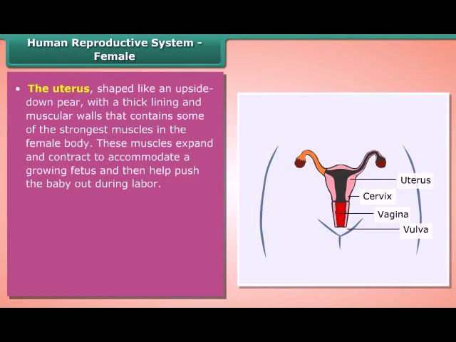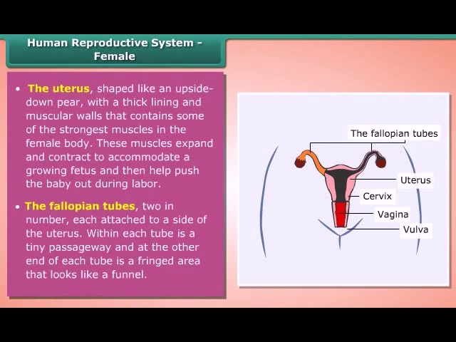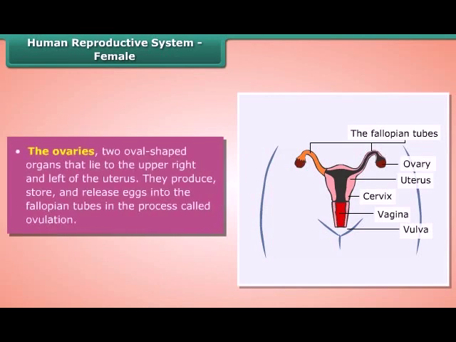The uterus, shaped like an upside-down pear, with a thick lining and muscular walls that contains some of the strongest muscles in the female body. These muscles expand and contract to accommodate a growing fetus and then help push the baby out during labor. The fallopian tubes, 2 in number, each attached to a side of the uterus. Within each tube is a tiny passageway, and at the other end of each tube is a fringed area that looks like a funnel. The ovaries, 2 oval-shaped organs that lie to the upper right and left of the uterus. They produce, store, and release eggs into the fallopian tubes in the process called ovulation.